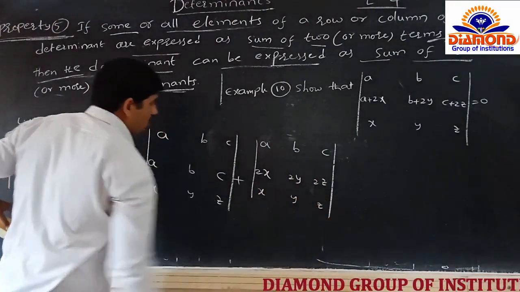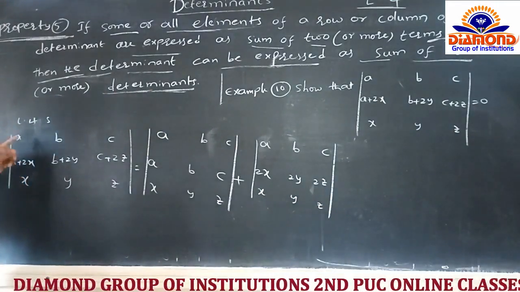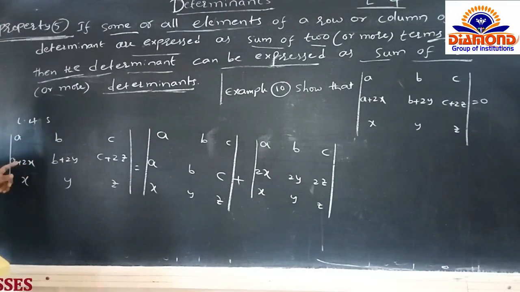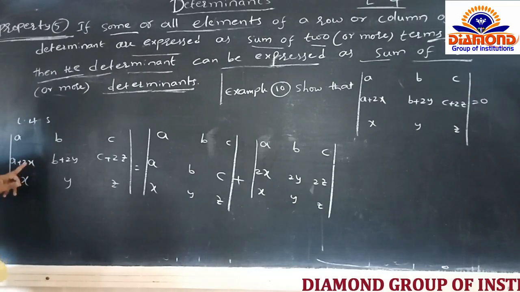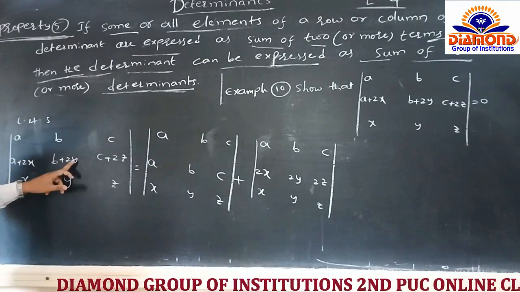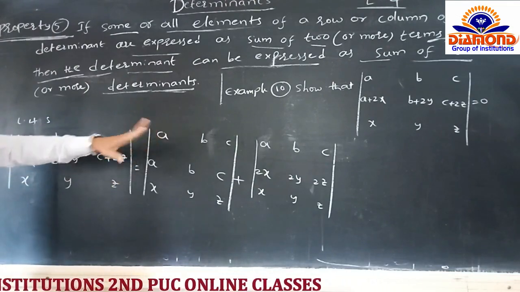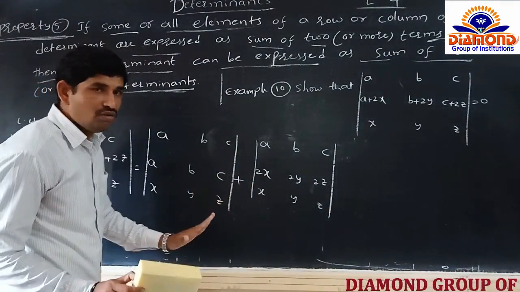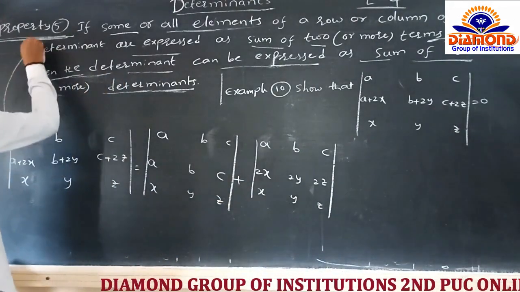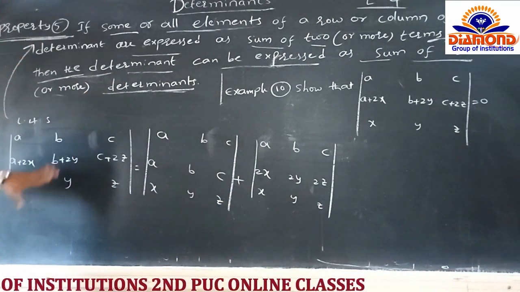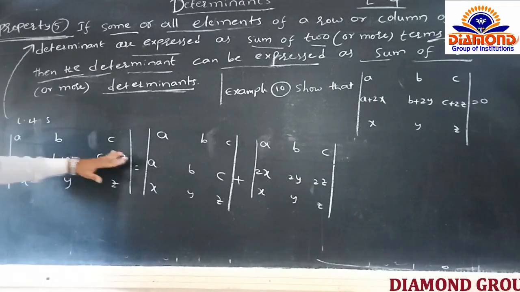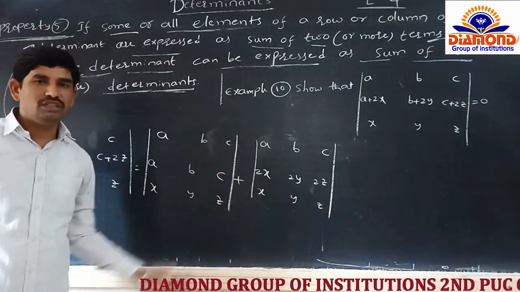Okay, so see here, now we are writing the first row, and in the second row the sum of the two terms is there, so 2x, again this is 2y, again 2z. Okay, second term, and again the last row which is X, Y, Z. Completed. So this is property number 5: the sum of two terms in the second row, we are going to express it as the sum of two determinants.